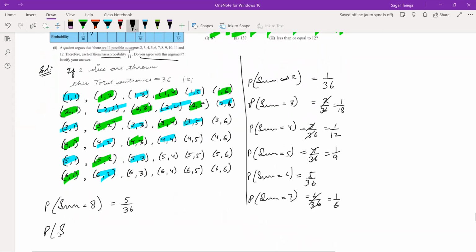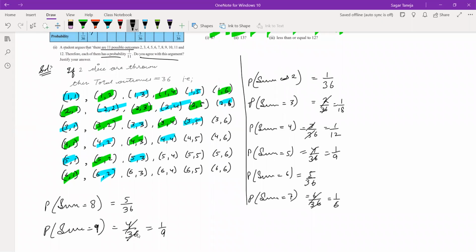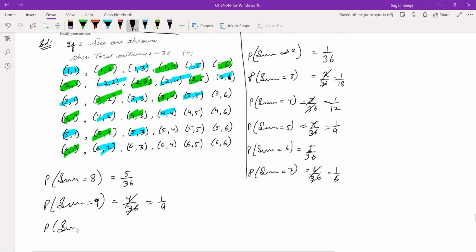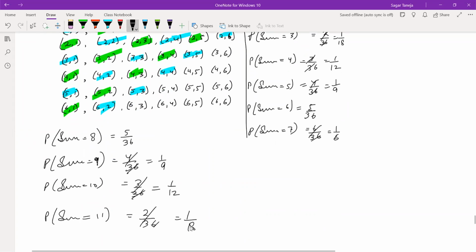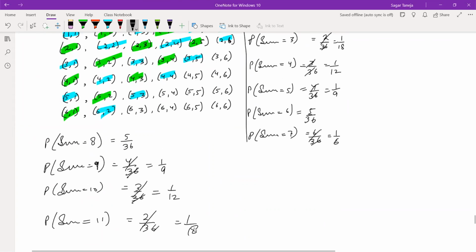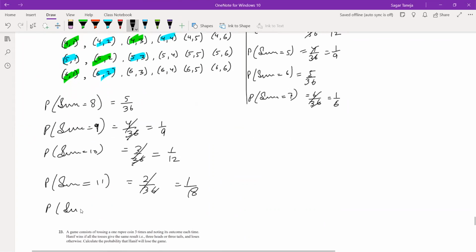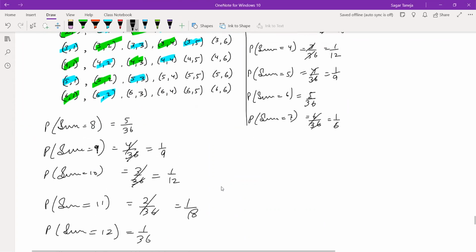Okay, then probability that the sum is 9. And it is 4 by 36. It is 1 by 9. Then probability that the sum is 10. That is 3 by 36. That is 1 by 12. Then probability that the sum is 11. Then it is 2 by 36. That is 1 by 18. Then probability that the sum is 12, then it is 1 by 36. So these are all the answers.